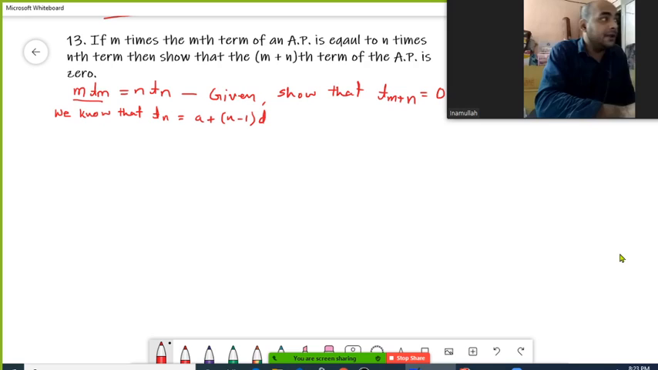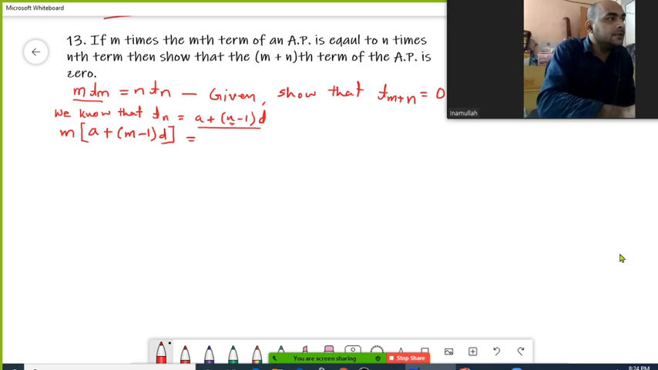So here I'll take m into bracket Tm. I'll take this part, but instead of n, I'll take m. So into bracket a plus (m minus 1) into d, like this, is equal to n into nth term. So here I'll take n into bracket a plus (n minus 1) into d.